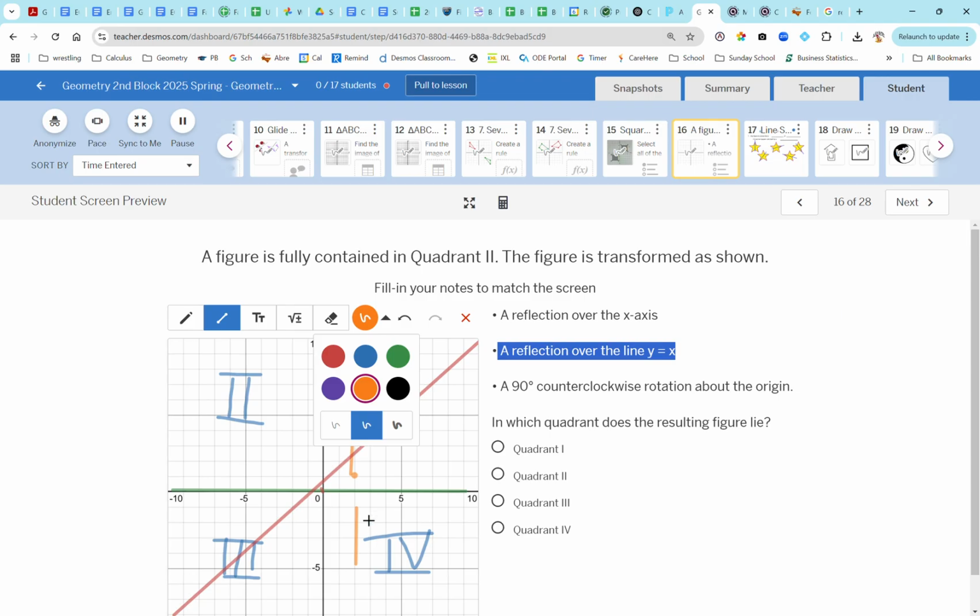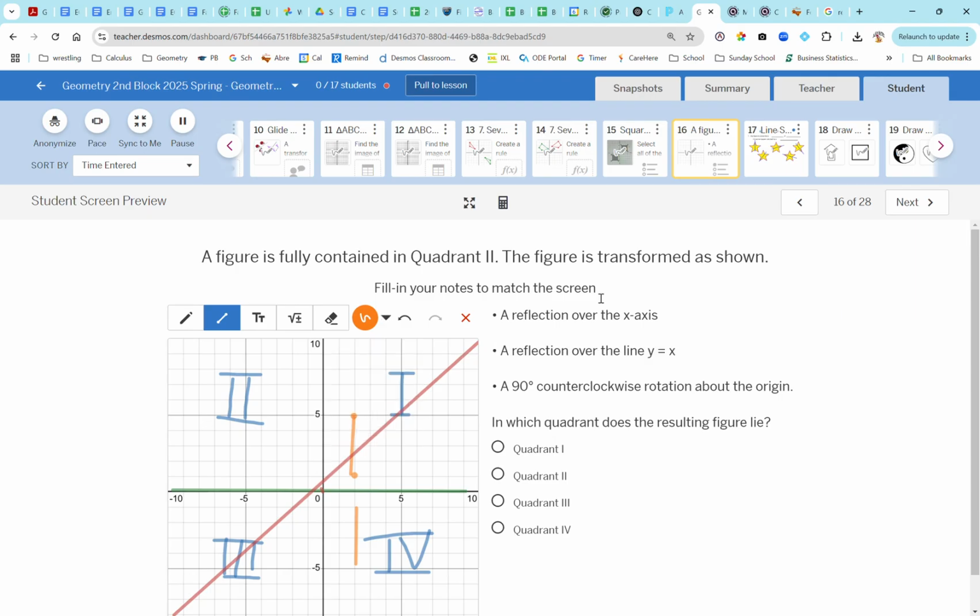But when we reflect it across the line y equals x, this point here, which was at 2, negative 1, is going to end up at negative 1, 2. This one here that was at 2, negative 5, is going to be at negative 5, 2. That is it. This is after we reflect the second time.